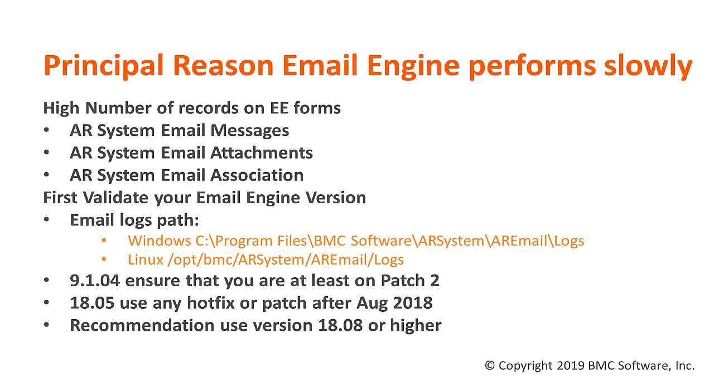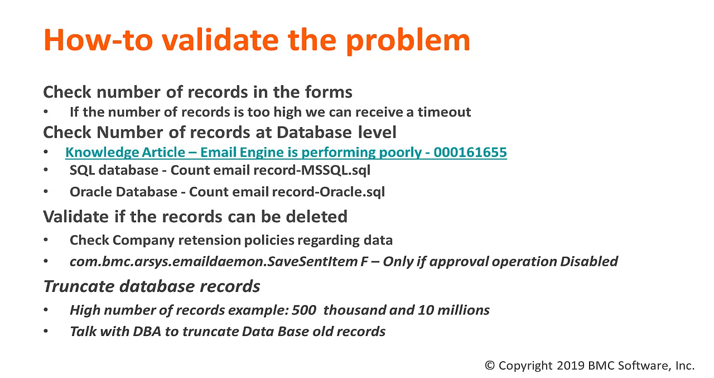We have some recommendations from the BMC site about what version, patch, or hotfix you can use to avoid these defects related to performance issues with email engine. For AR Server 9.1 SP4, we recommend at least using patch 2. For AR Server 1805, we recommend using any hotfix or patch after August 2018. With AR Server 1808 and beyond, we are going to be fine with these versions.